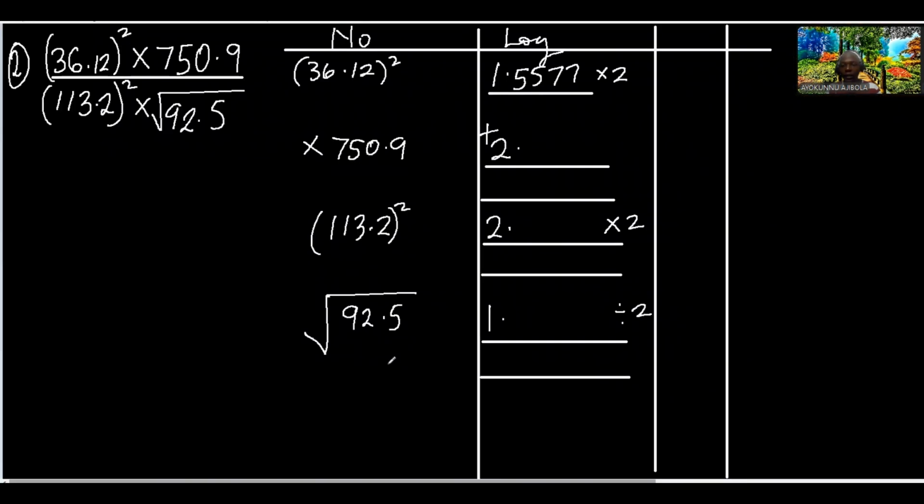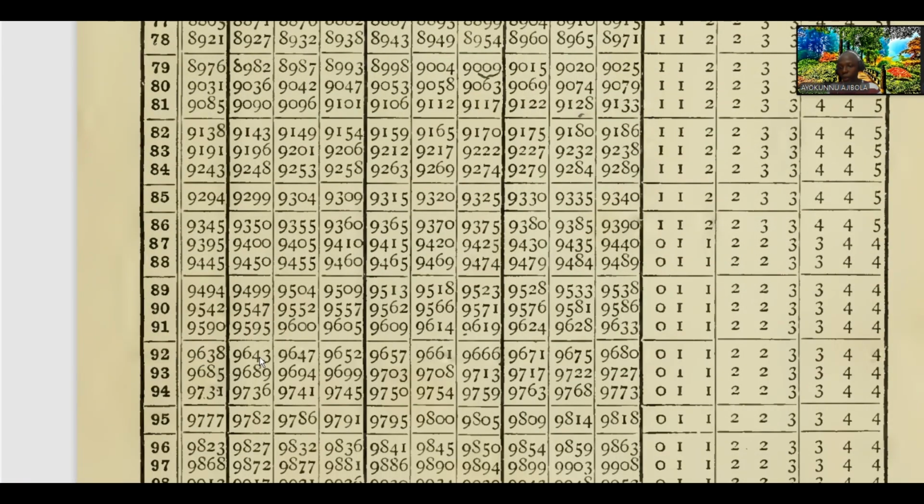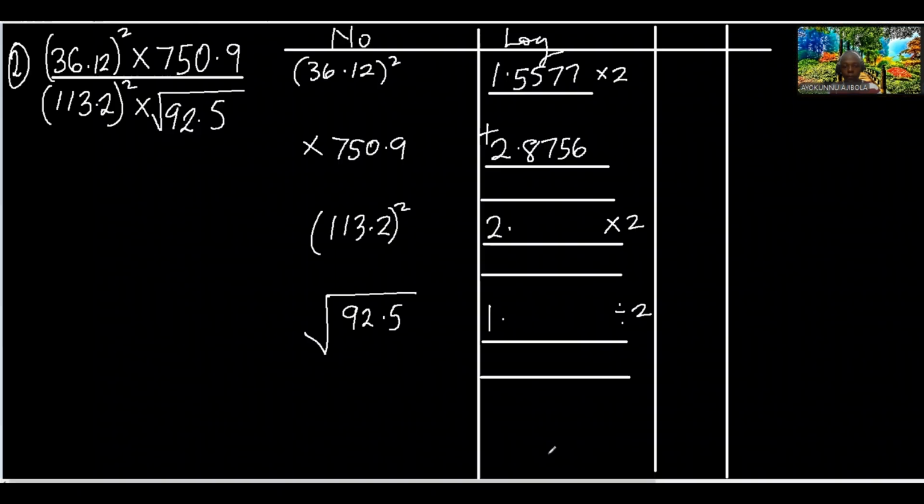We have 8756. Then the next one, we have logarithm 11 under 3, difference 2. But let's check this 92 first. Logarithm 92 under 5, because we are close by. So 92 under 5, this is 0, 1, 2, 3, 4, 5. That is 9661.